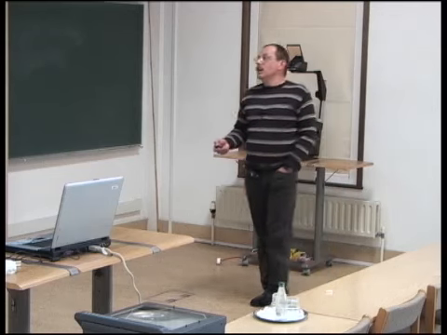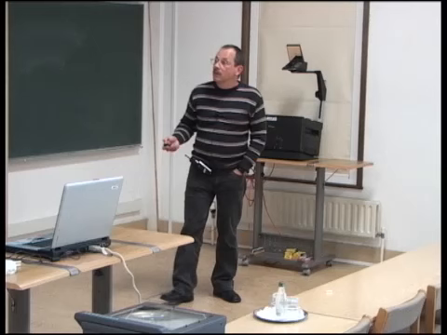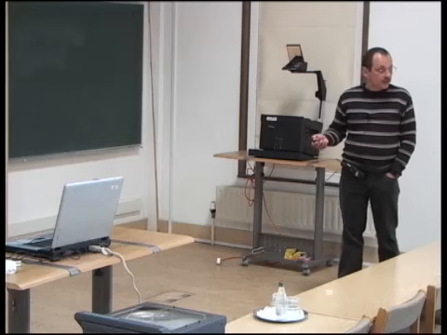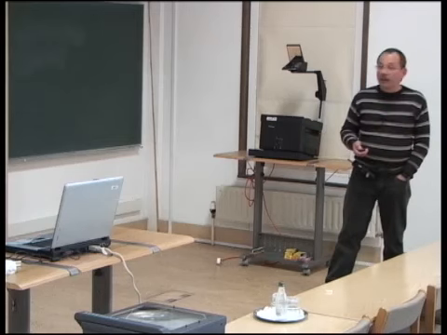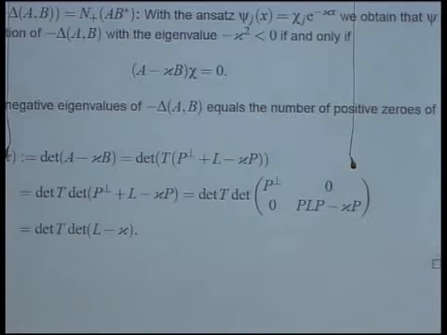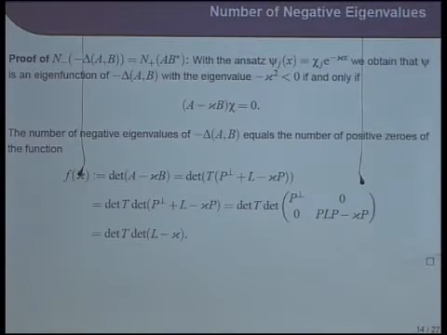In particular, from this observation, it follows that A B star and L have the same numbers of positive eigenvalues. The same is true, naturally, for the number of negative eigenvalues and for the number of zero eigenvalues. Okay, quite a short proof of how to see it. If we make an ansatz, we are looking for eigenfunctions on this simple star graph, and we choose an ansatz of this form.